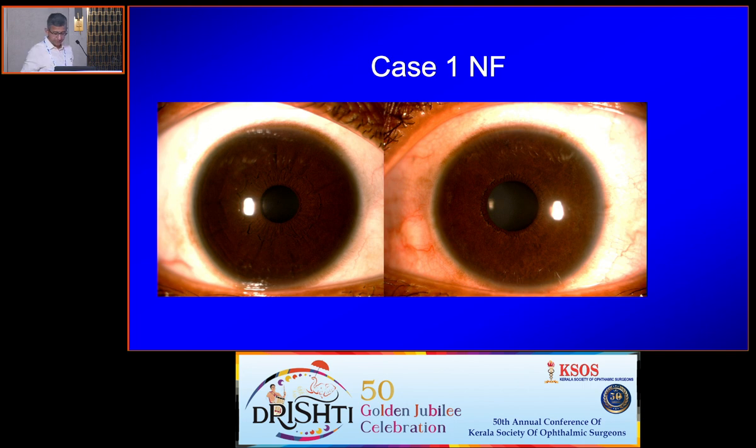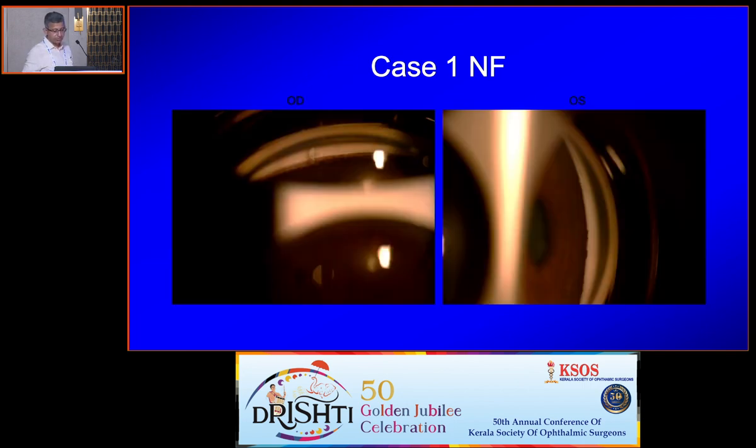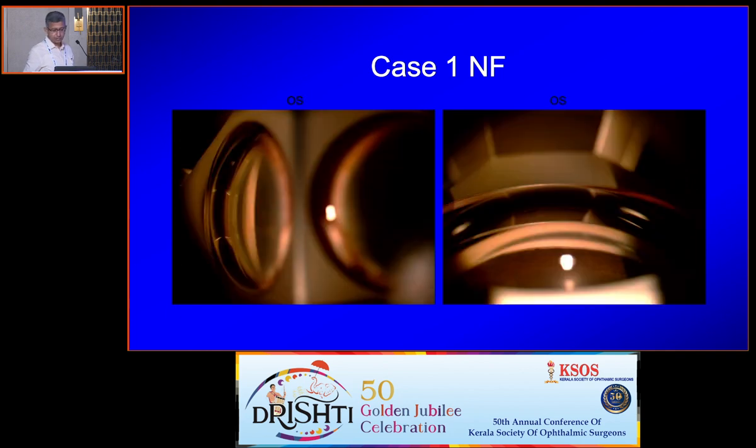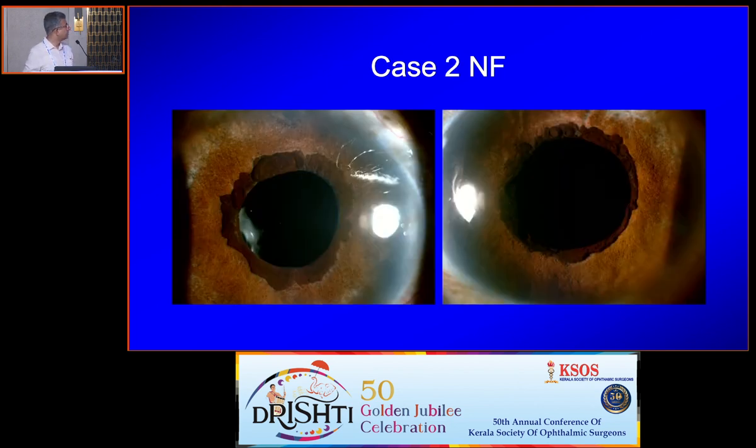There's nothing much else. But when you do the gonioscopy, you can see that the angle is actually closed on one side in one patient and open in the other. So basically that ectropion uvea and the angle closure are what is responsible for the glaucoma in this patient. In case 2, you can see this bilateral ectropion.